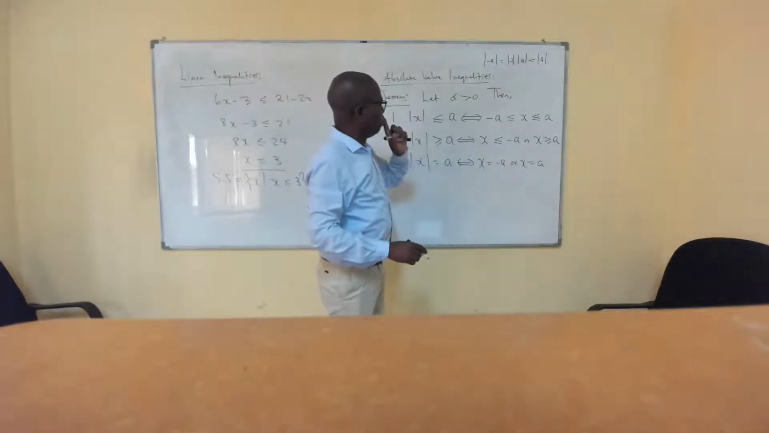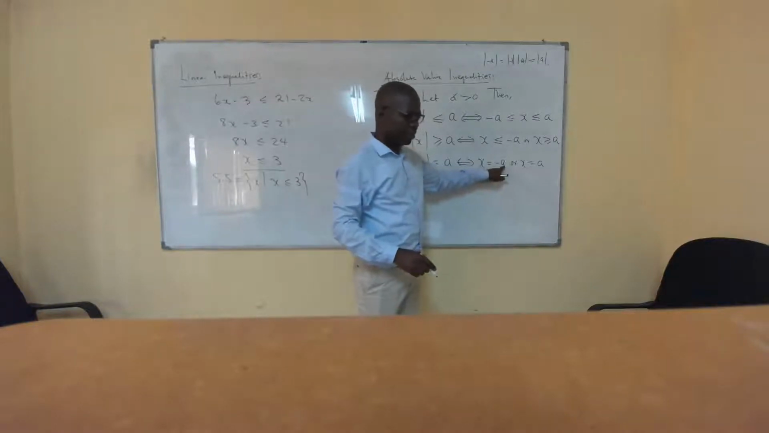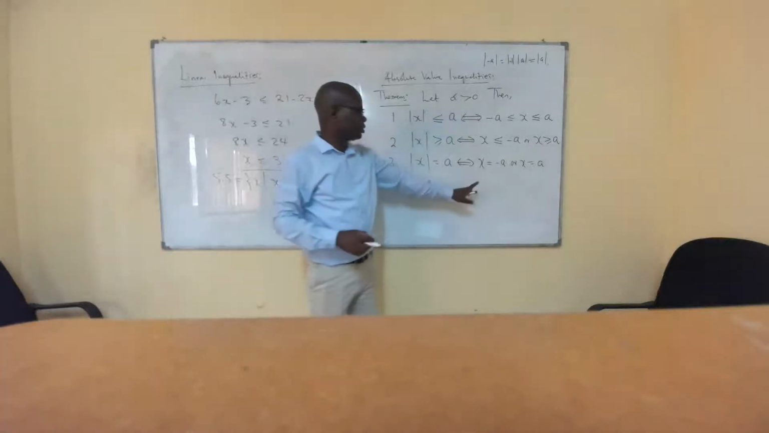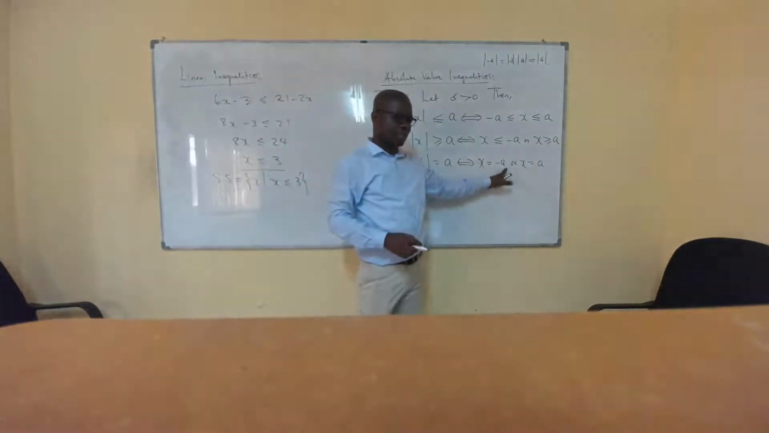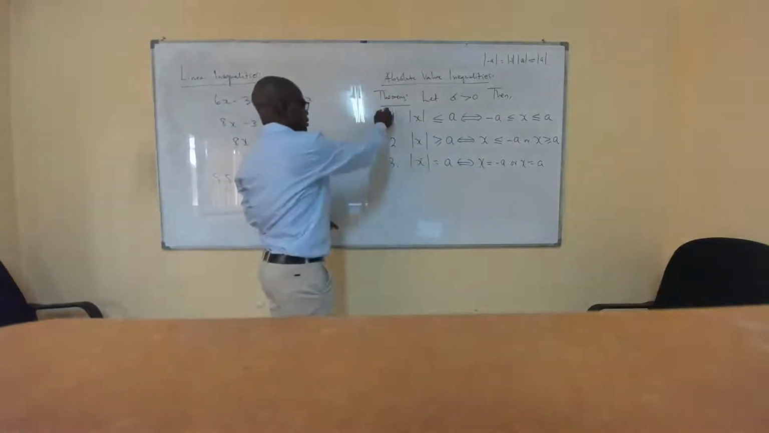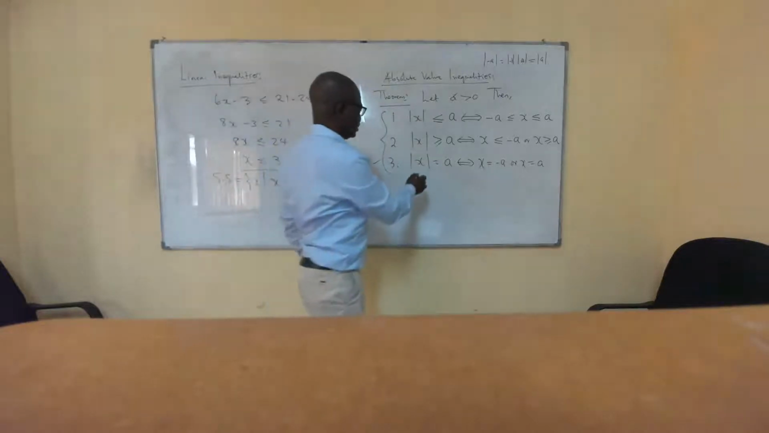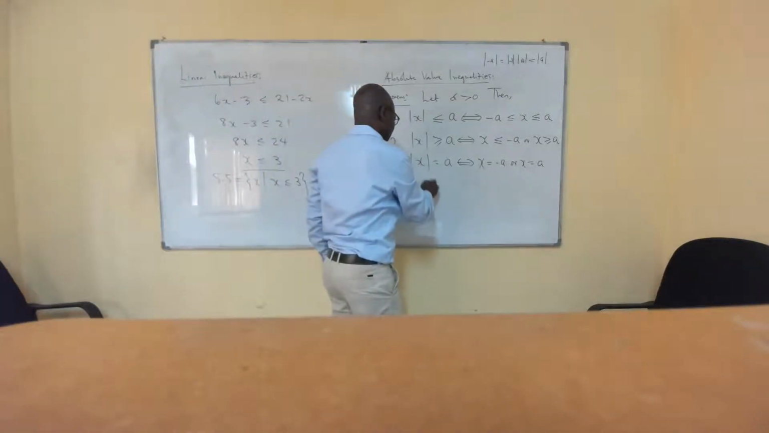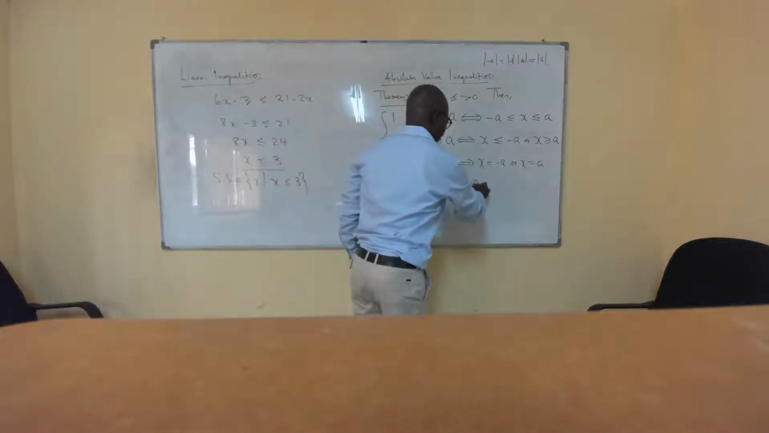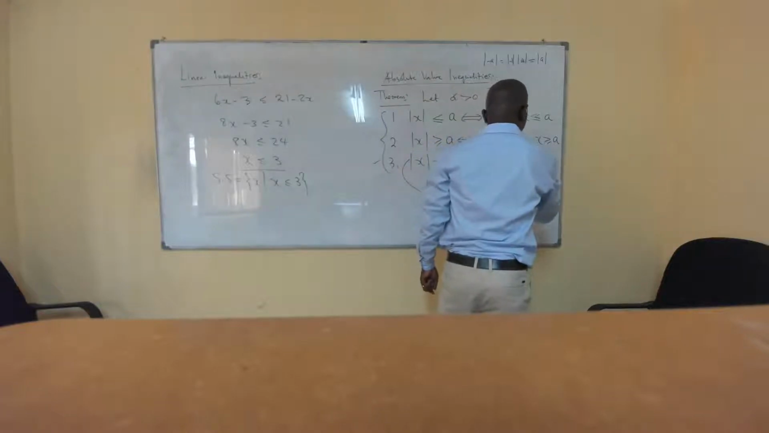Minus A is a negative number because A is known to be positive. So either x is minus A or x is A. These are quite important. It's an equation, it's not an inequality. This is an equation involving absolute value.